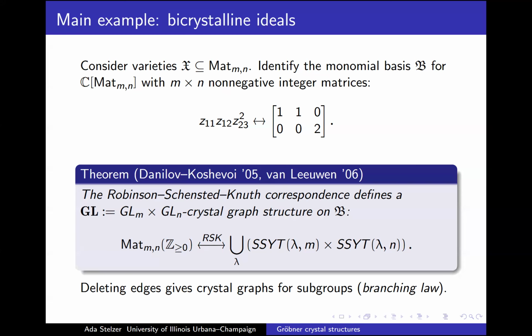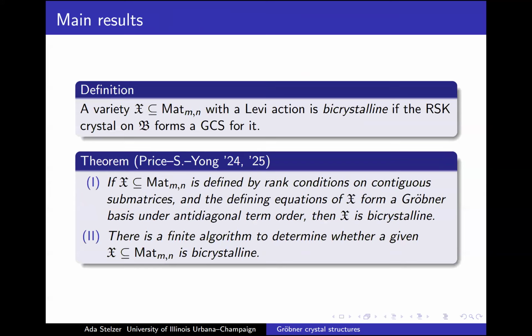Okay, so what are our main theorems? We call a variety in the space of matrices bicrystalline if the RSK crystal on our non-negative integer matrices forms a Gröbner crystal structure. And then by definition, by the general theory, if we have a bicrystalline variety, we have an explicit combinatorial rule for the irreducible representation multiplicities of its coordinate ring.